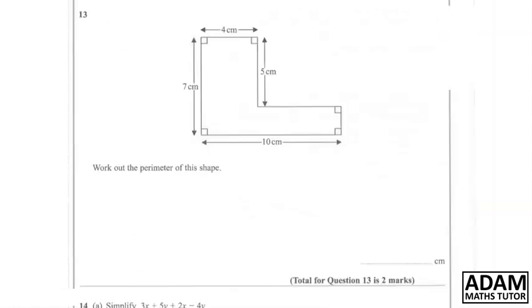Question 13. Work out the perimeter of this shape. We're first going to need to find out what the missing lengths are. So there's one missing length here, and there's another missing length here. And to do that, you just need to use the length that's been given to you here. So if this is 10, this here is 4, that means that the difference between these would be the bit left over. So this is 6 centimeters.